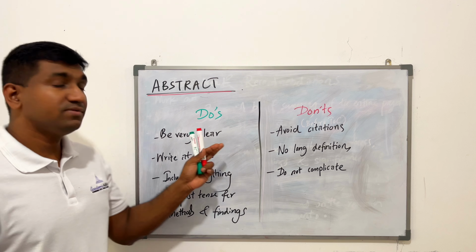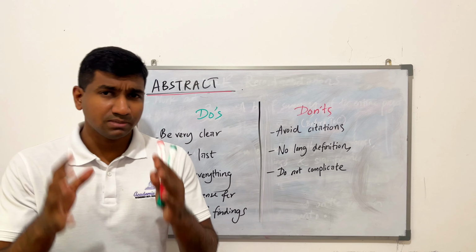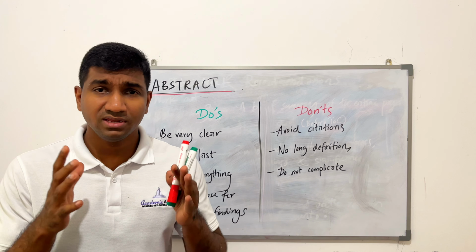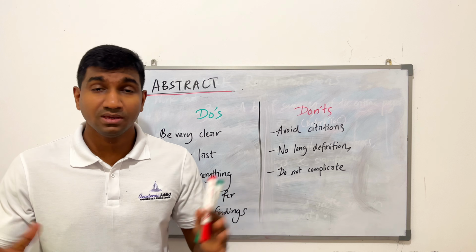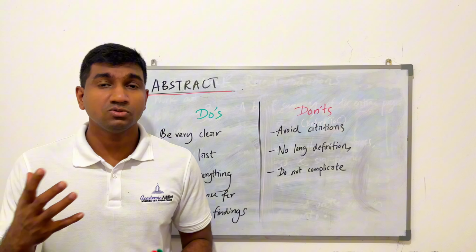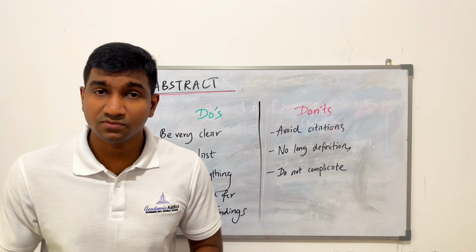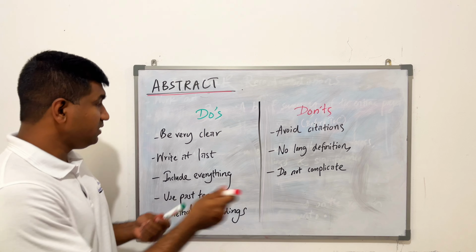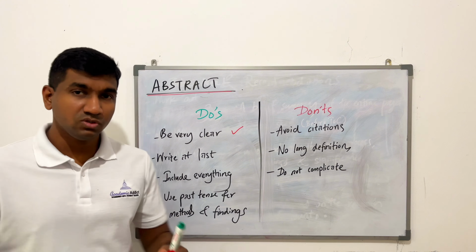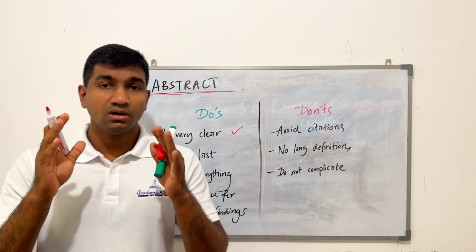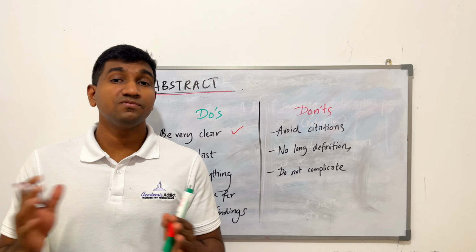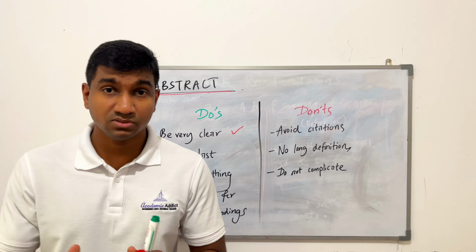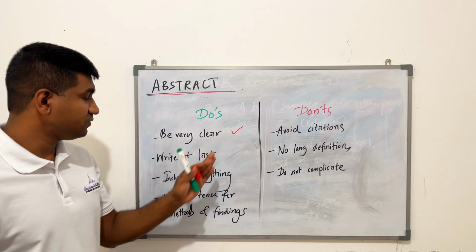Do's. Be very clear. So this abstract should be very simple and very clear. Don't make it so complicated and too hard to understand for the reader. So this is where they start reading your project. So be very clear. Use simple words without making it so difficult to understand and grasp what you're trying to say. Okay, so that's the first part.